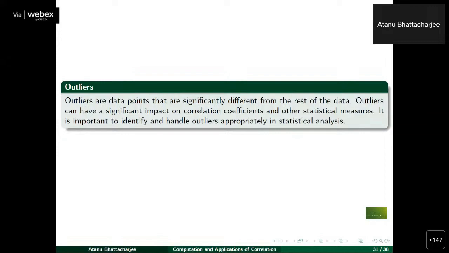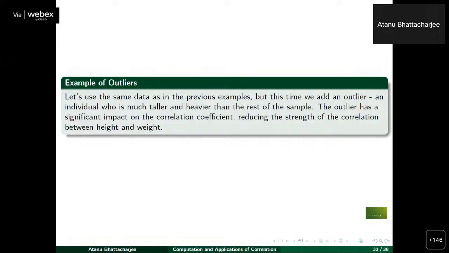An outlier is a data point significantly different from the rest of the data. If one individual has a huge value, an outlier, the correlation coefficient is going to be affected very much, and that needs to be tackled properly. It has an impact on the correlation coefficient and statistical measures, so it is important to identify outliers and use an appropriate statistical analysis tool.